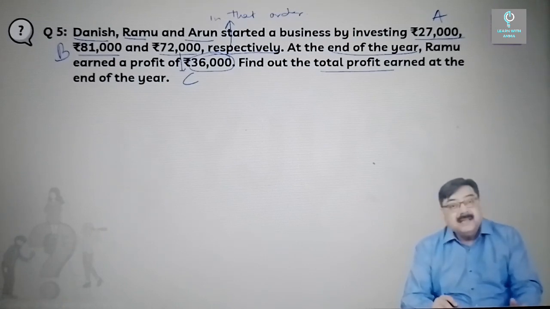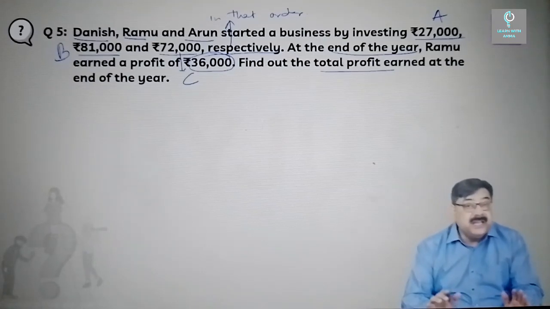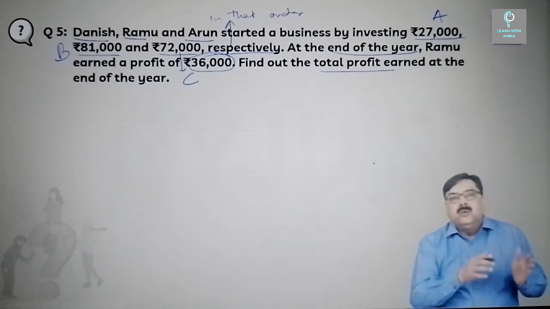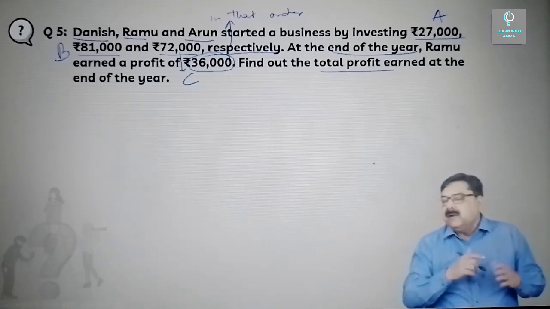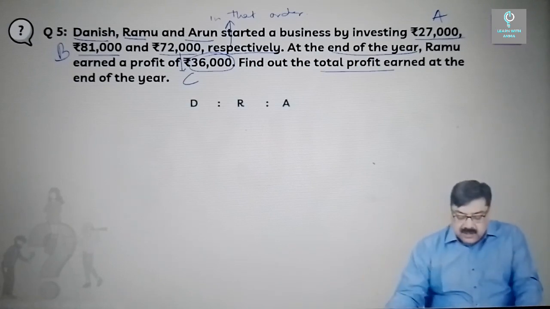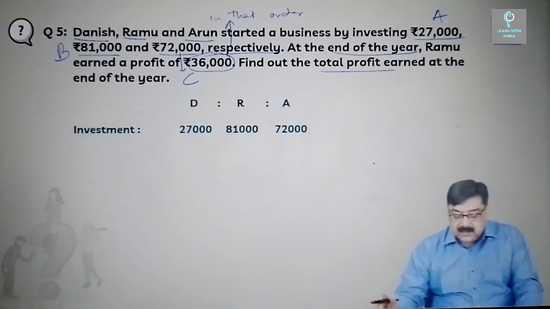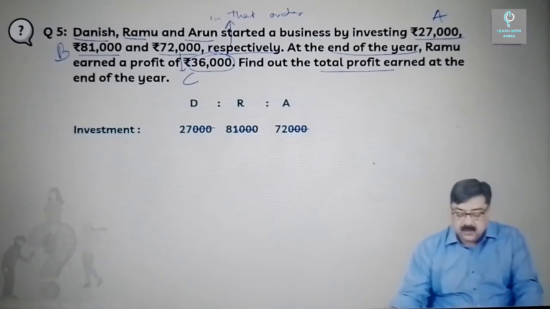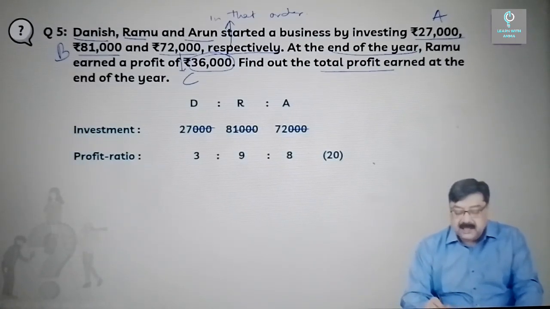Once again, here the time period for which the investment stayed in the business for each of the persons happens to be the same, which is 12 months. So we will not consider that, because into 12, into 12, into 12 happens to be the same, so that gets balanced out. So Danish, Ramu and Arun, this is their investment. So the thousands, we can do away with the zeros here. So the ratio we obtain is 3:9:8.